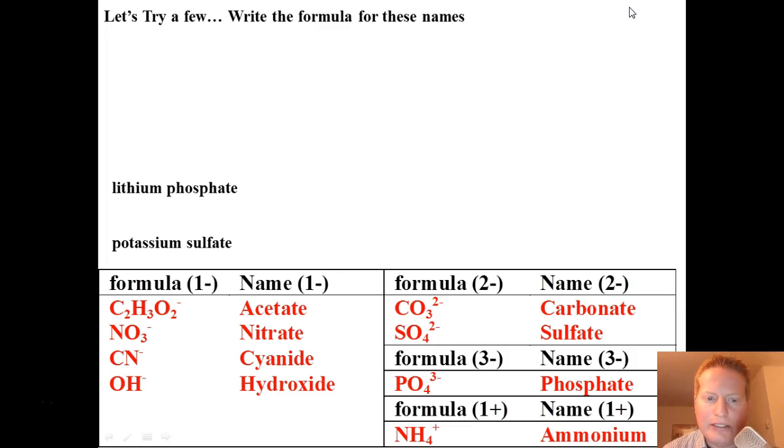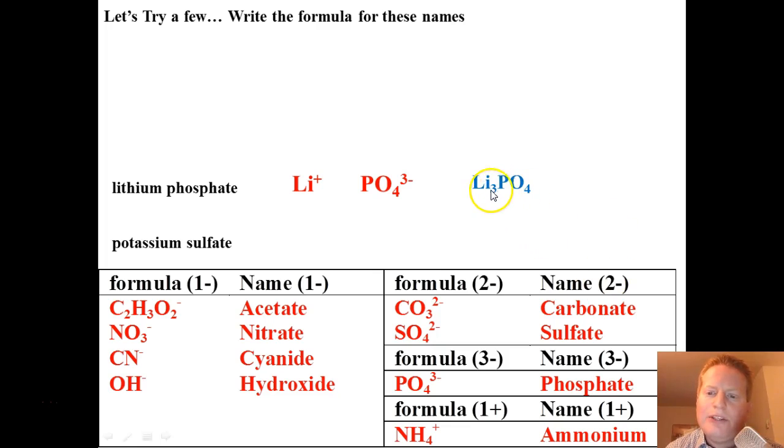Okay, let's look at lithium phosphate. We know lithium on the periodic table is a +1 charge. We get phosphate from our list. Here's phosphate. And that's a -3 charge. So how many lithiums are we going to need to put with our phosphate in order to cancel out those charges completely? Well, we're going to need 3 lithiums, right? And we're going to be able to keep 1 phosphate because we want to keep the smallest ratio possible. And so the way we write that is simply Li3PO4.